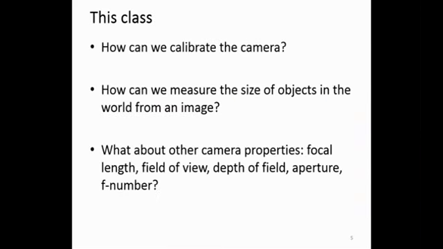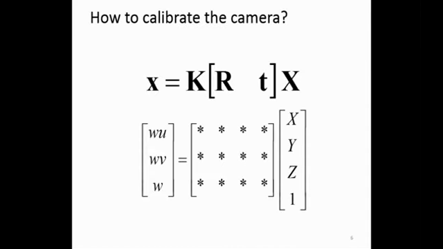So in this class we're going to talk about how we calibrate the camera. How do we solve for K, the intrinsic matrix, and the extrinsic matrix, R and t? How do we measure the size of objects in the world from an image? And then also talk about some of the other properties of the camera, like focal length, field of view, depth of field, and how they affect the imaging. There are a couple of main ways that we deal with measuring size and calibration. We can do it purely through vanishing point reasoning, or we can do it more algebraically through the projection matrix.